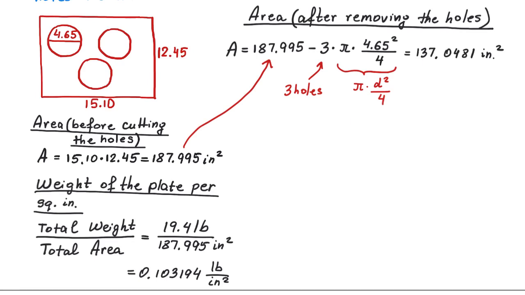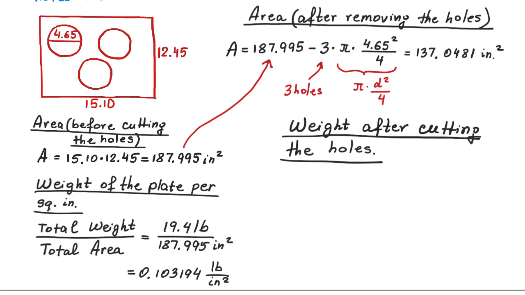And now finally we can find the weight after cutting the holes. So down here to the left we found how many pounds per each square inch we have, and to the right we have the number of square inches, and if we multiply these two numbers we will find the weight of the plate after cutting the holes.